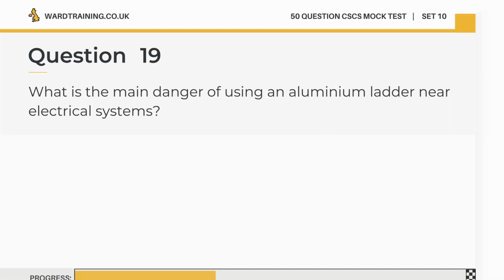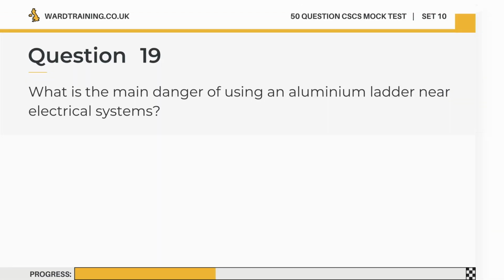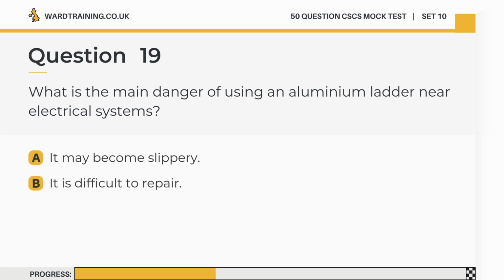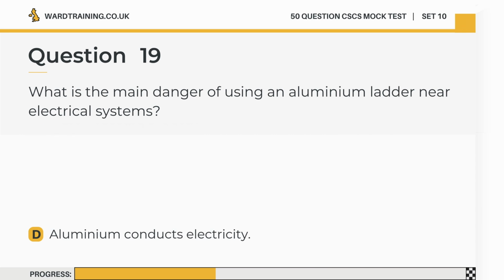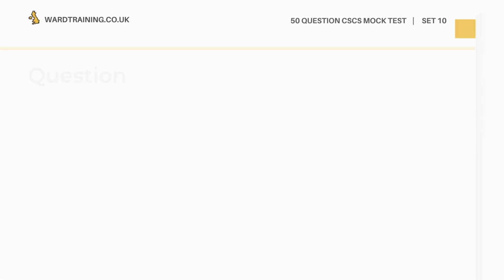Question 19. What is the main danger of using an aluminium ladder near electrical systems? A. It may become slippery. B. It is difficult to repair. C. It bends easily. D. Aluminium conducts electricity. The correct answer is D. Aluminium conducts electricity.